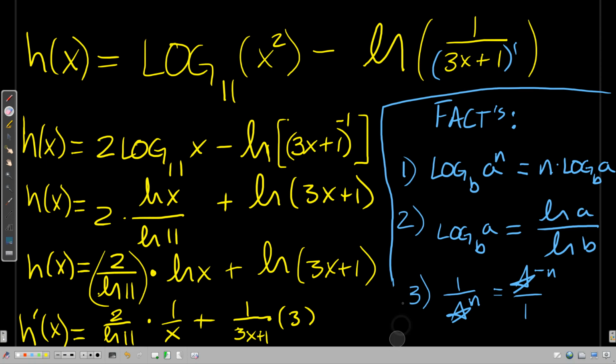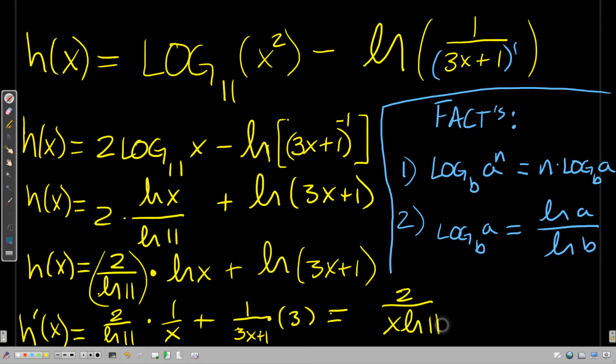Derivative's done. Let's just clean it up a little bit. It's always good practice. Clean house a little bit. So I would be writing this as 2 over x natural log of 11 plus 3 over 3x plus 1. And that's my final answer.